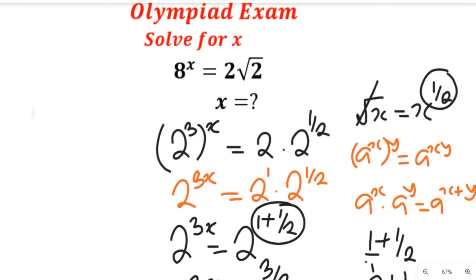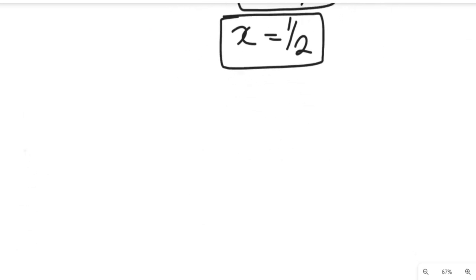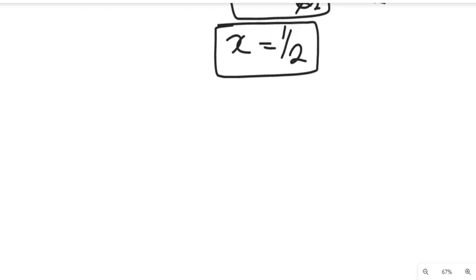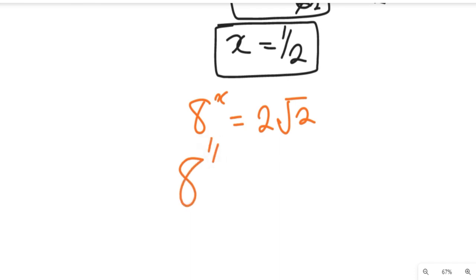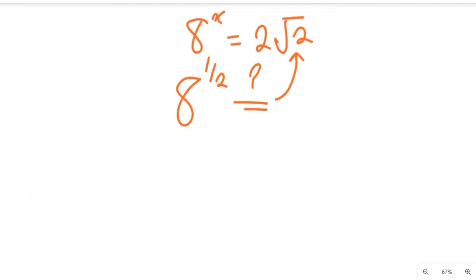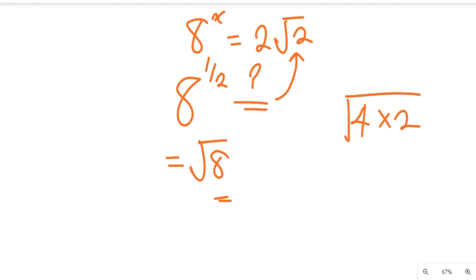So let's check to see if our solution is right. We are given 8 to the power of x equal to 2 multiplied by the root of 2. Now, will 8 to the power of 1 divided by 2 give us this value? Let's find out. 8 to the power of 1 over 2 is going to give us the square root of 8, right? 4 times 2 will give us 8, so we'll have the square root of 4 times 2.